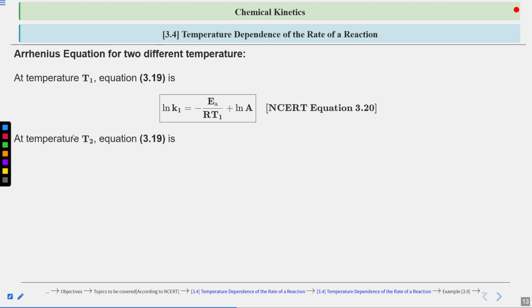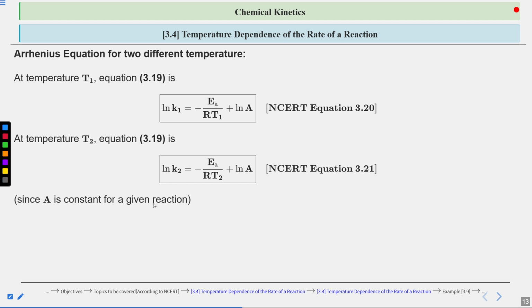Now, similarly, at temperature T2, equation 3.19 is ln K2 = minus Ea by RT2 plus ln A. So K2, T2, that's why at temperature T2, equation 3.19 becomes this equation, which is marked as NCERT equation 3.21.